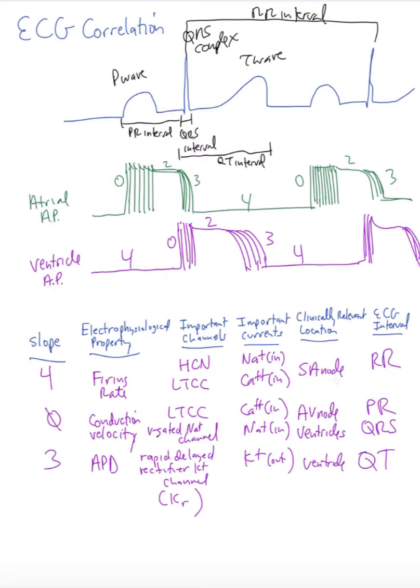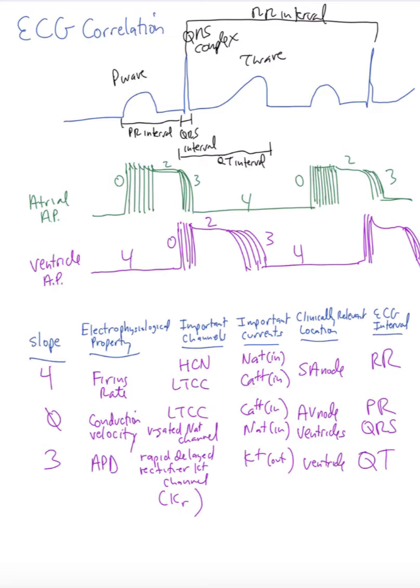And the channels that are involved in phase 4 that are important for the SA node, which is a slow response fiber, are the HCN or funny channels and the L-type calcium channels. And here are the currents: HCN, an inward sodium current; L-type calcium channel, an inward calcium current. And that's why these are depolarizing currents.